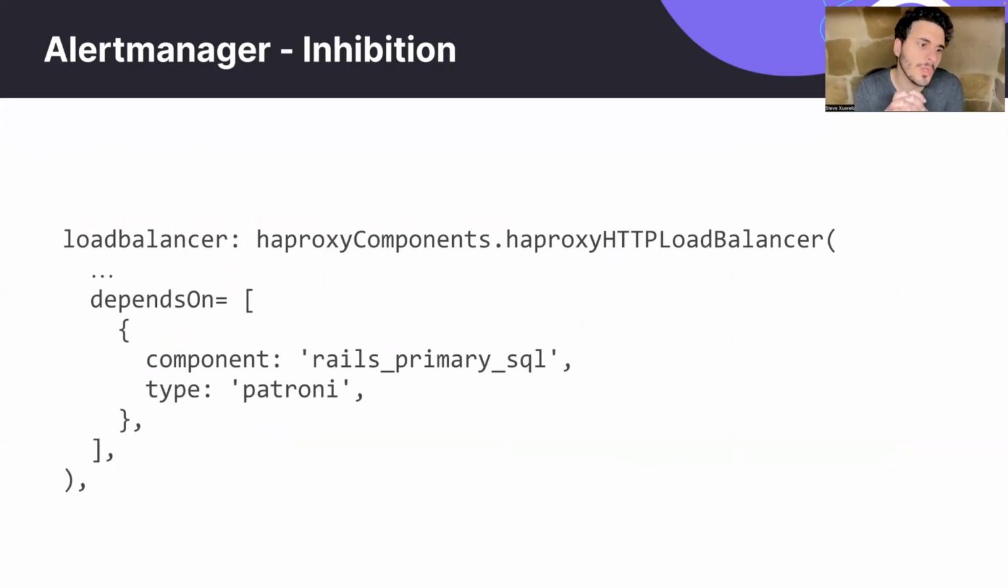So we added a new keyword here called depends on. And here you just specify the component that this SLI depends on and the type. So here we're saying the load balancer depends on the Patroni database, right? So if the Patroni database is down and it's burning through the error rate, there's a high chance that the load balancer will also start returning a bunch of errors and will also end up firing a bunch of alerts, right? So that's why we implemented depends on.